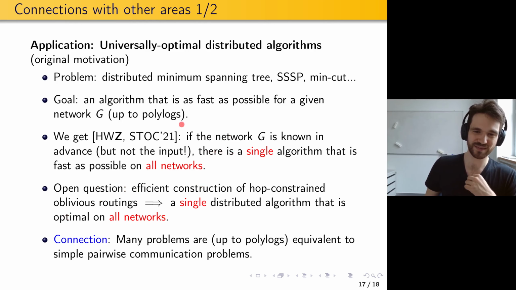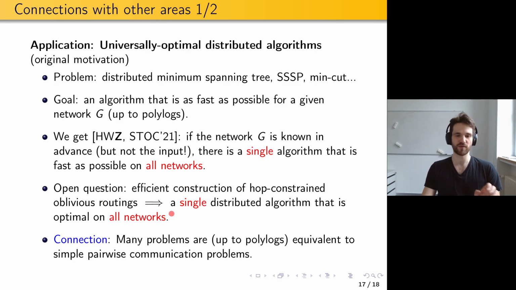And now the open question that remains is: can you remove this assumption that the network G is known in advance? And for this, all you need to do is construct efficient hop-constrained oblivious routings. So if you can construct efficient hop-constrained oblivious routings, imagine near linear time in the centralized model, but in the distributed model it's polylog time, then you would get a single distributed algorithm that is optimal on all networks simultaneously, which seems amazing, and it's not even clear that such a thing would exist. But we proved that you can get this.